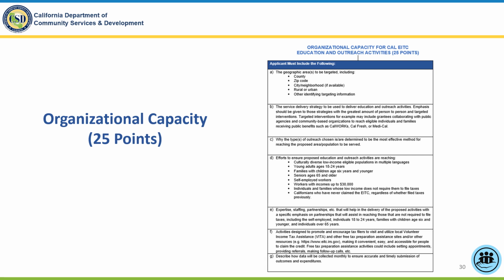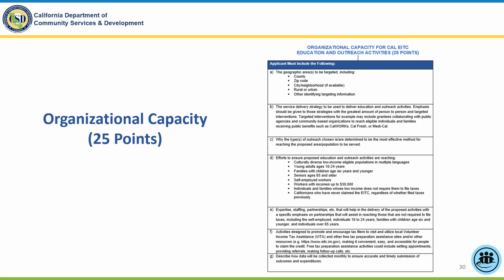A few things to note for organizational capacity. 1. The description of the geographic area should include at a minimum the zip codes identified in Appendix 1, Map of Target Areas 2 through 14. 2. The service delivery strategy to be used should include why the strategy is the most effective type for reaching the proposed population in the target area.